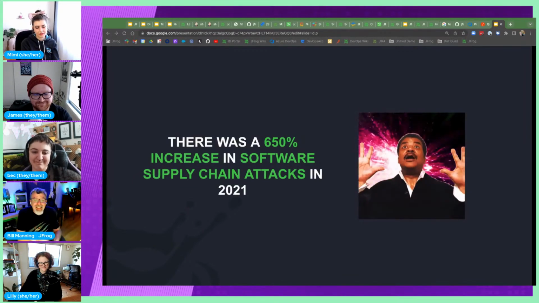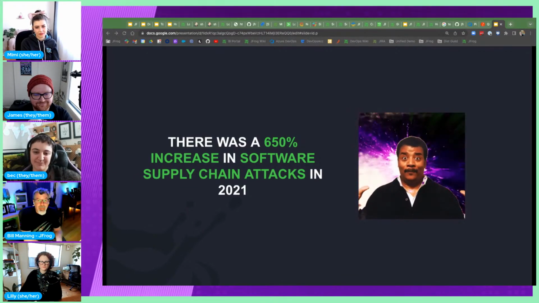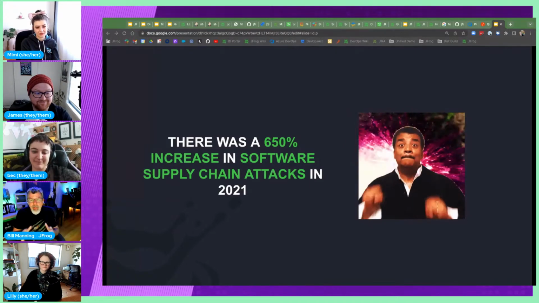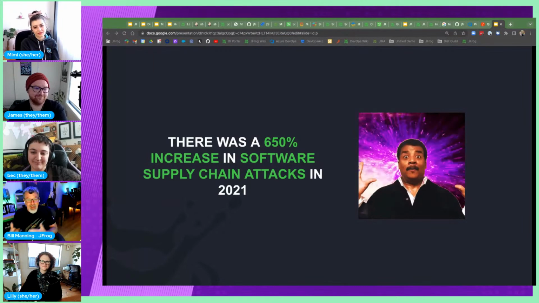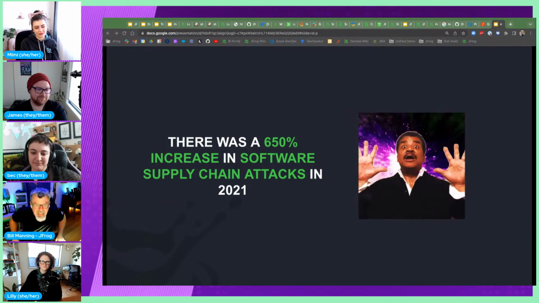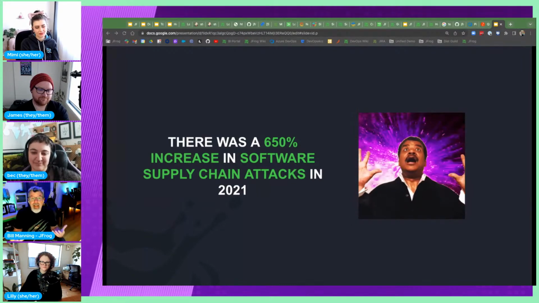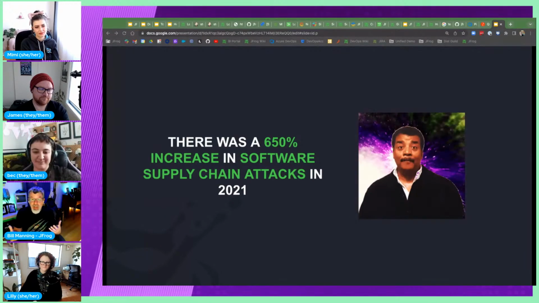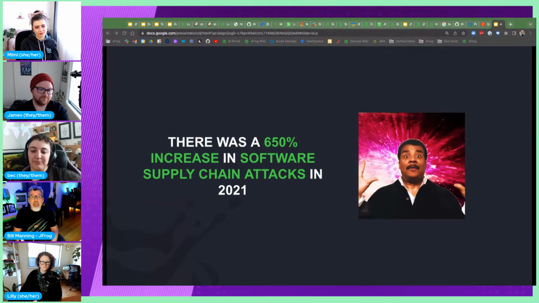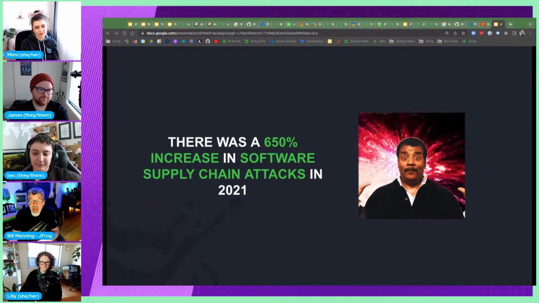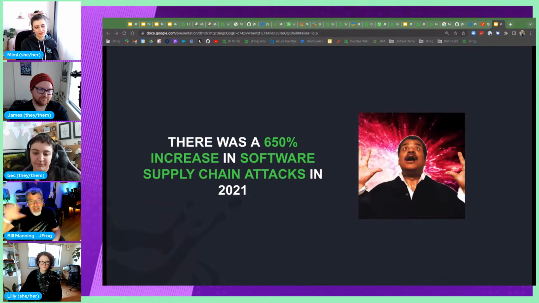In 2021, there was a 650% increase in supply chain attacks. Think about that. And don't get me wrong, it's not like we haven't been tracking the trends. This has been tracked forever. Even us as an organization, we track this stuff actively, and we just started watching this happen. Maybe it was because there was more awareness and people actually started paying attention. There's a lot of factors in the 650%.